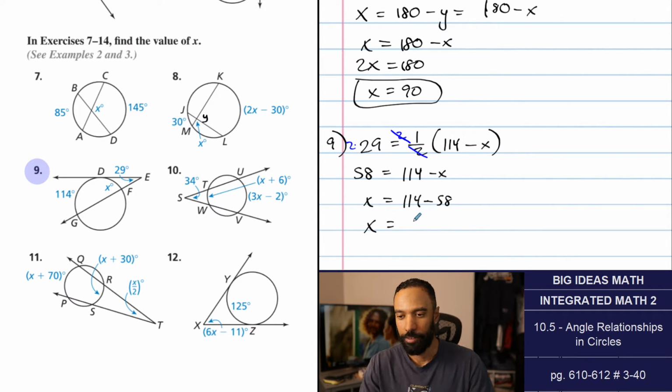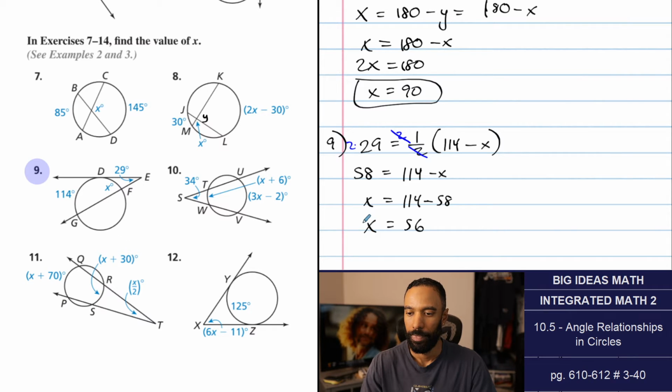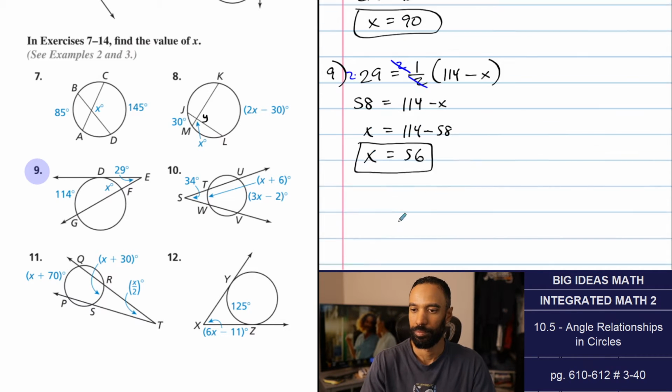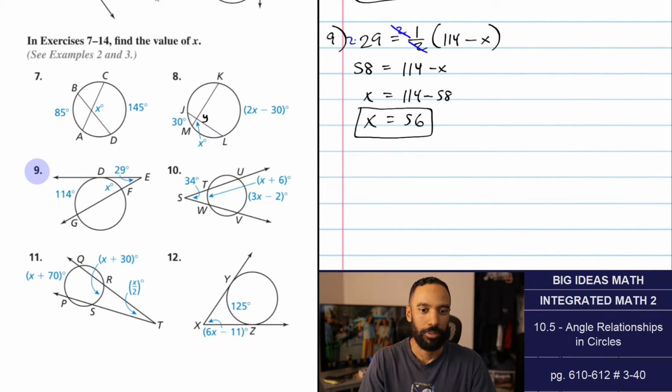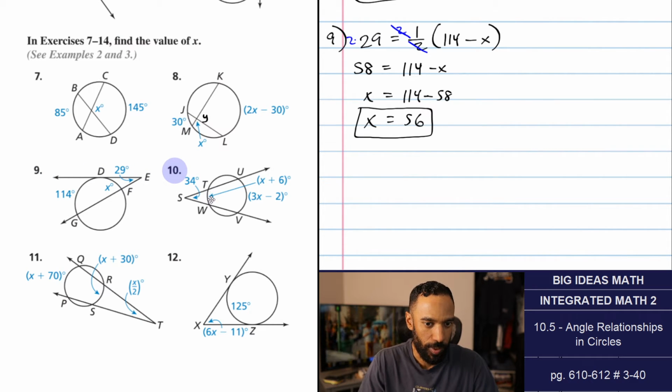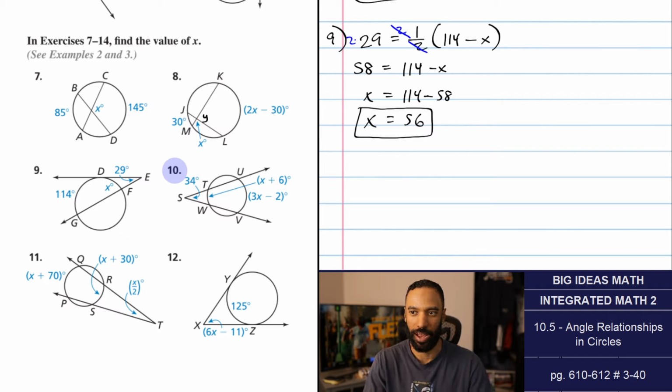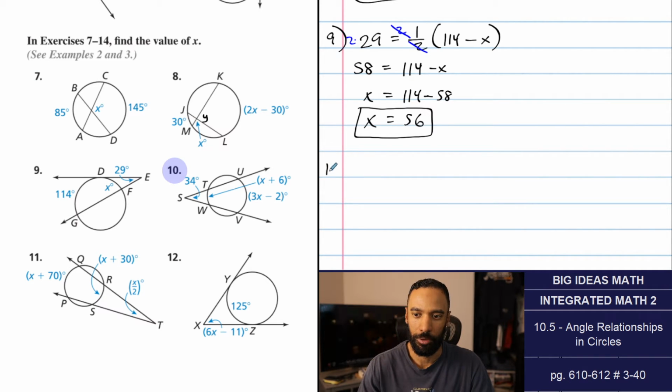And that'll be 56. X is 56. All right, number 10. It's a lot of stuff. X plus 6 is right there that they're pointing to. That's a part of that arc. 34 is the angle measure.